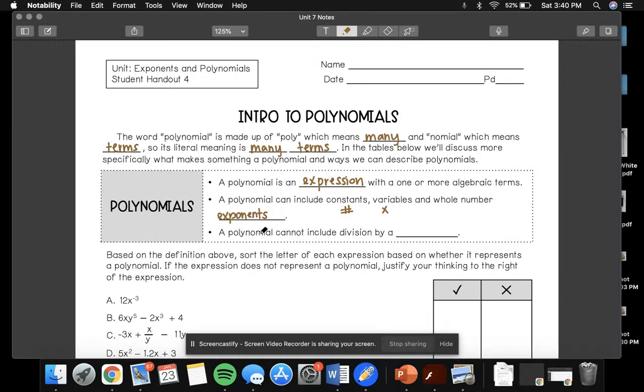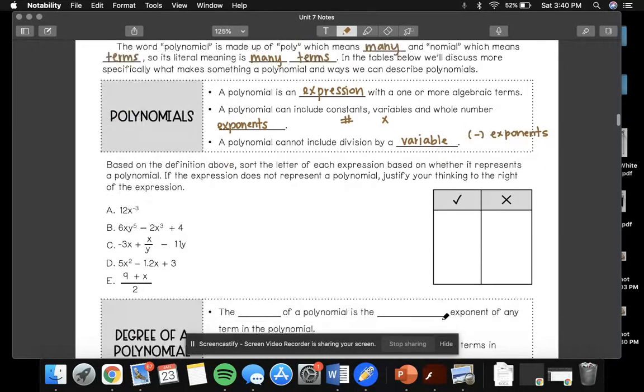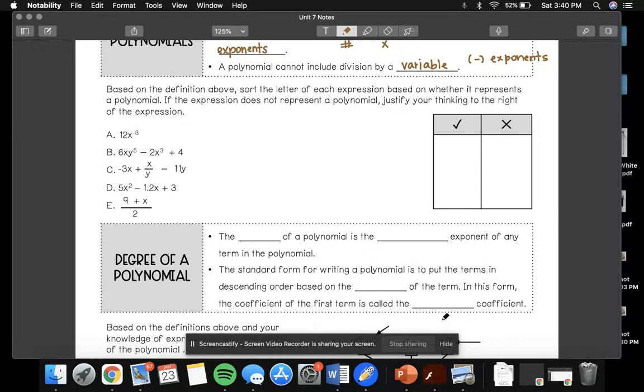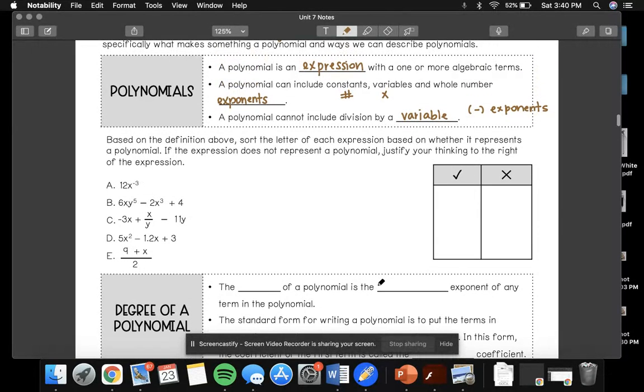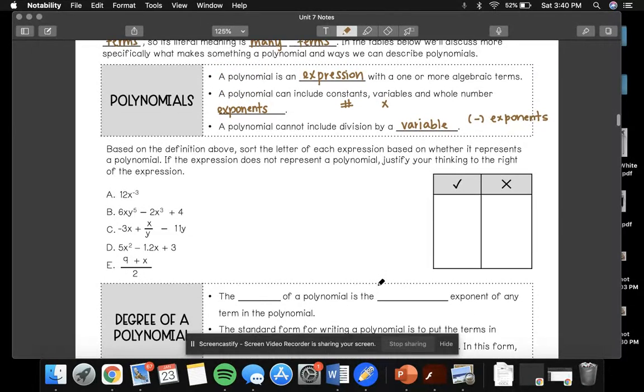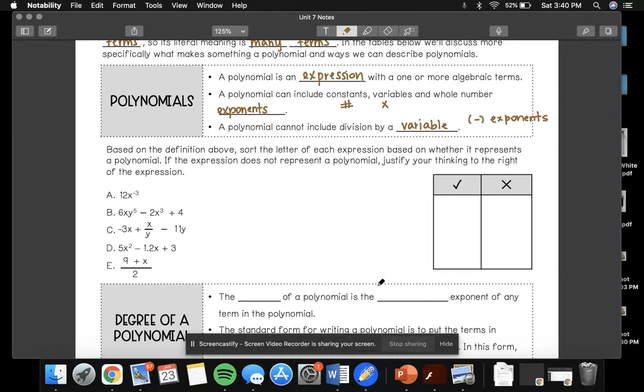Okay. A polynomial cannot include division by a variable. And because of that, negative exponents would then make it a division of a variable, so negative exponents are also not classified as polynomials. All right, so the first thing we're going to do is, based on this definition, we're going to sort each of these expressions on whether we think they represent polynomials or not. If they don't, we are going to justify why we think it's not.